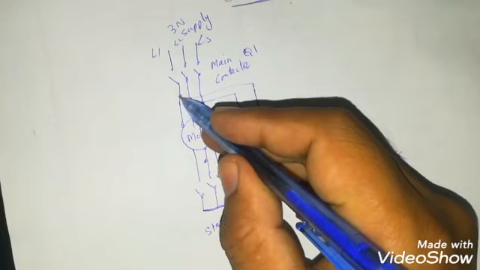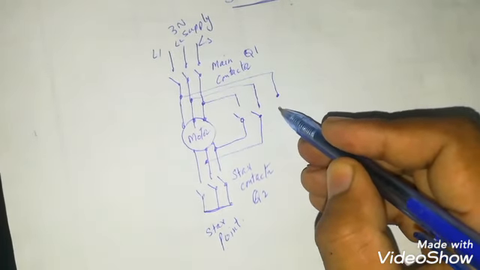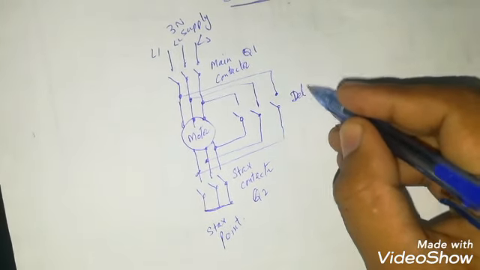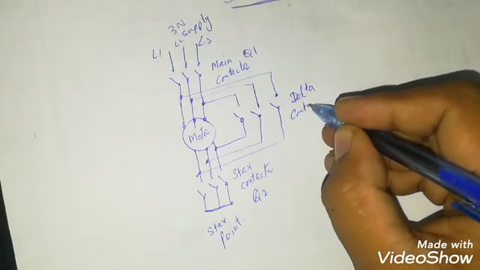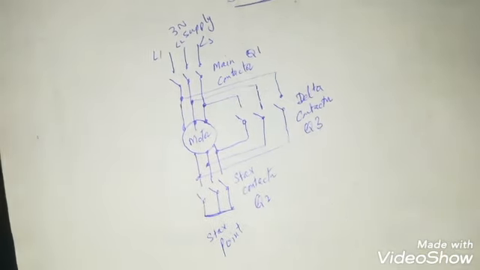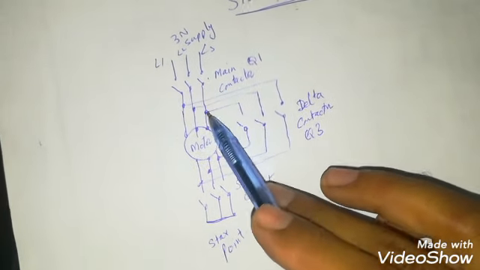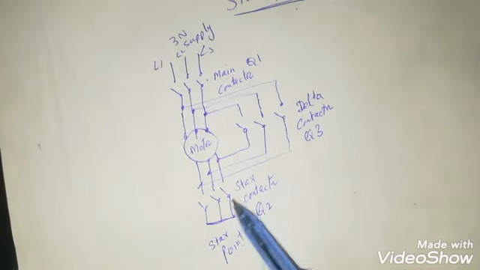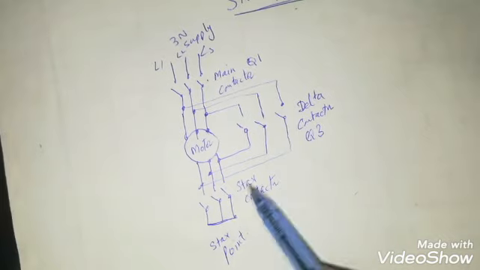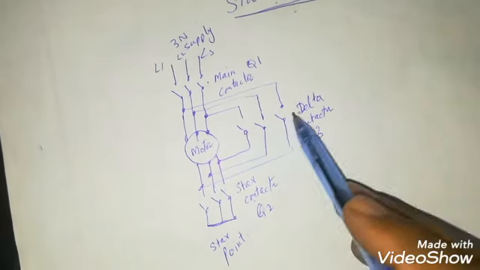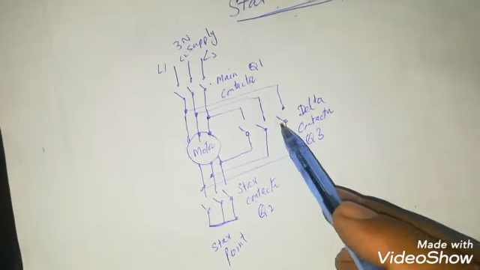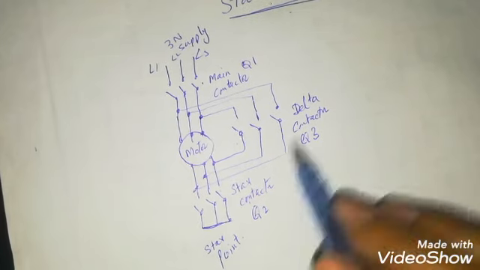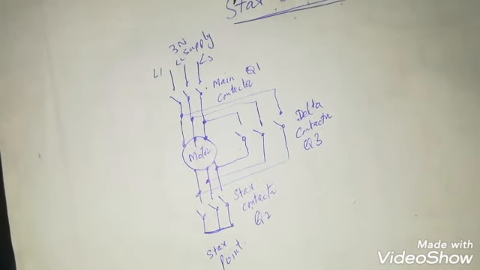So for the delta connection we will connect another contactor, called the delta contactor. Suppose it is Q3. So the main contactor will energize, and when the star contactor energizes, our motor will run in star. After a preset time, which may be 5, 10 or 15 seconds as per the motor specification, the star will de-energize and our delta contactor will energize, and our motor will keep running in the delta connection. So this is the main circuit.